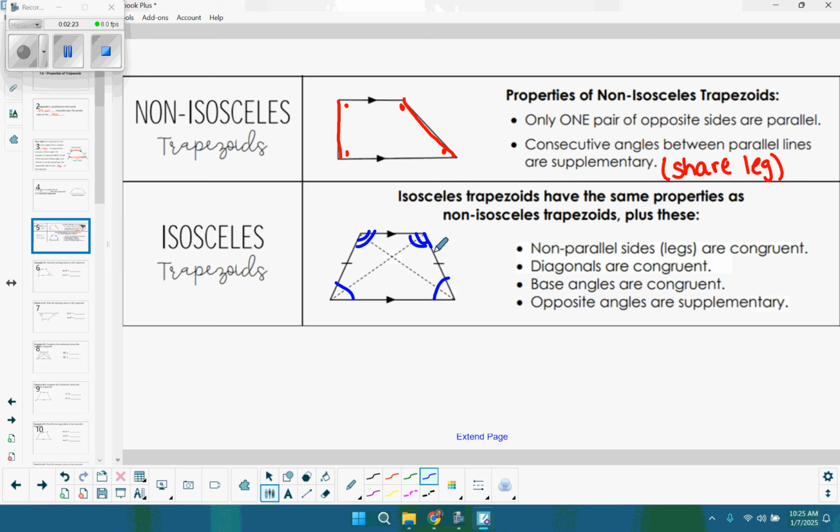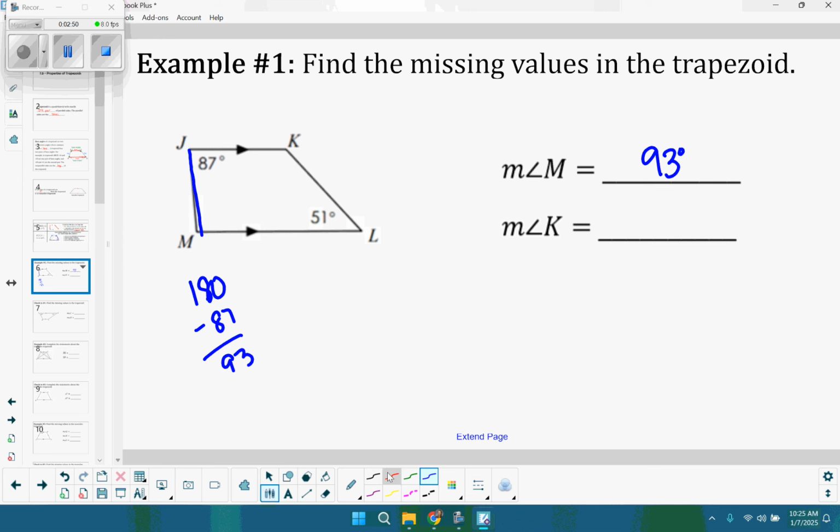So for our first example, we have a non-isosceles trapezoid. We just want to find the missing angles. So J and M share a leg, so these two angles add to 180. So I get 93 for angle M. And then this is another leg, so these two angles should add to 180. So we should do 180 minus 51, and we get 129 degrees.